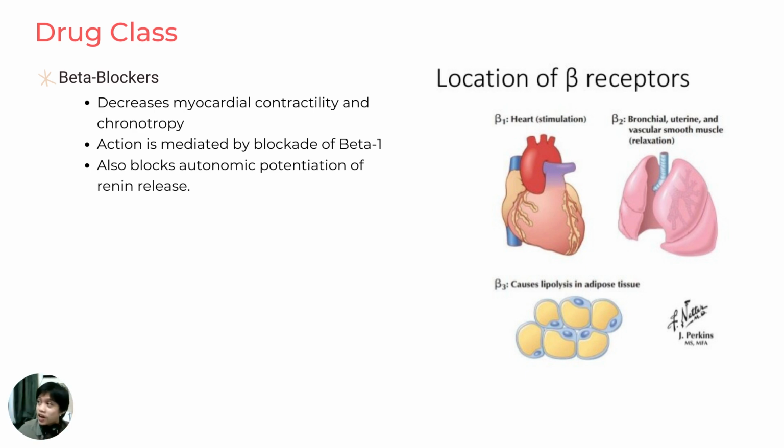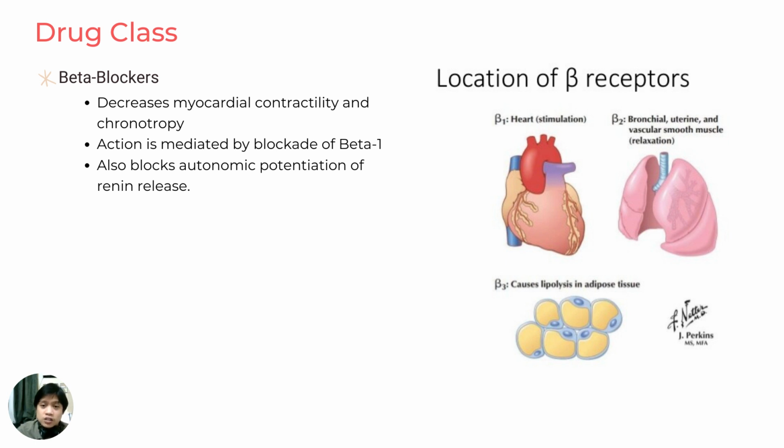So we've already discussed blockers of the alpha receptors, alpha 1 blockers, preventing vasoconstriction, and alpha 2 agonists or stimulants, which prevent norepinephrine release. This time we'll be transitioning to the beta receptors and their blockers.